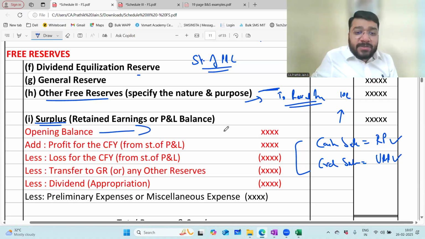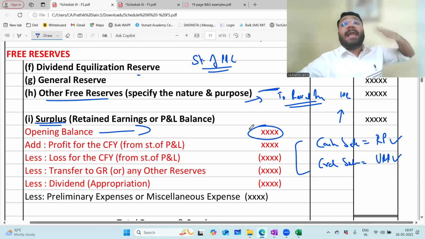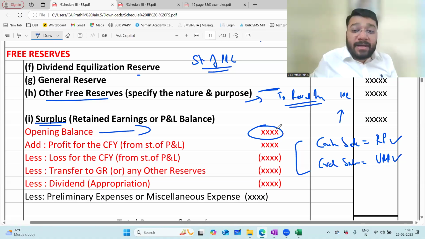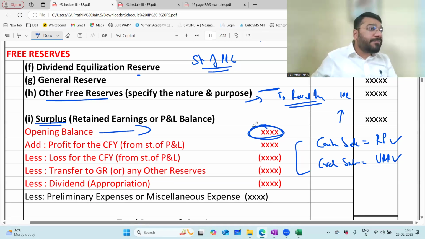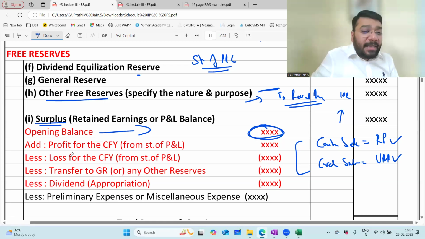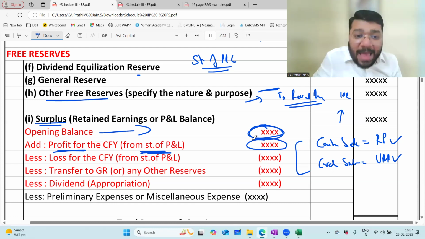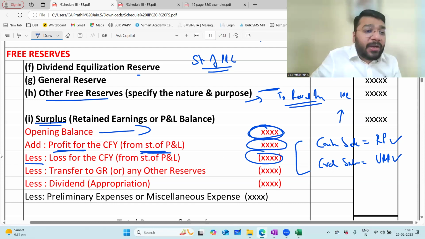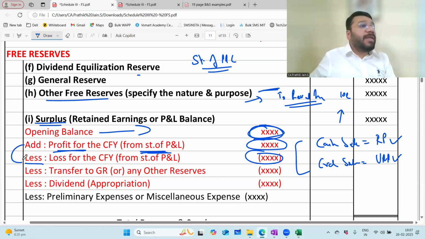So opening balance of surplus means what? Whatever is the balance of the P&L from the beginning of the company up to the last year end is called opening balance. In the current year also you're preparing the P&L. In the current year P&L, the profit at the end of the year from the statement of P&L is what you are supposed to add. If there is any loss in the current year, that loss we have to subtract. If profit is there, you add to the opening balance. If loss is there, you subtract. And from here you will transfer to GR.